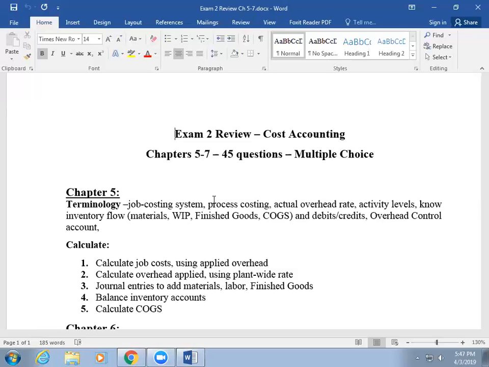Again, just understand journal entries to add materials, labor, finished goods, requisitioning those into work in process. Balance inventory accounts. So basically that just means being able to tell me ending work in process or what's ending in finished goods, just balancing those two accounts. And then calculate cost of goods sold.